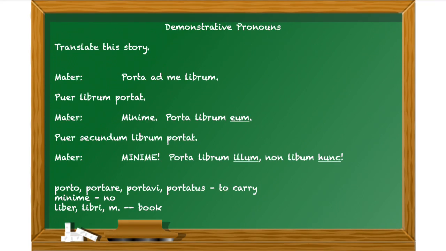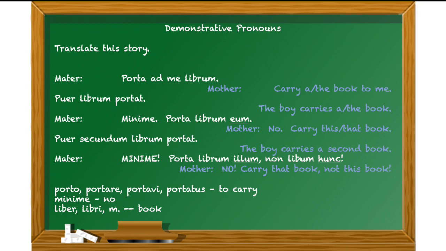Now take a moment to see if you can translate this. I think this is really going to help make sense, especially in distinguishing among hic, ille, and is. You see here the mater, the mother, she starts off and she says, porta ad me librum. Carry a book to me, or carry the book to me. But she hasn't put anything specific with it. So maybe there's a whole bunch of books in the room and she just says, hey, carry a book to me. So, puer librum portat, the boy carries a book.